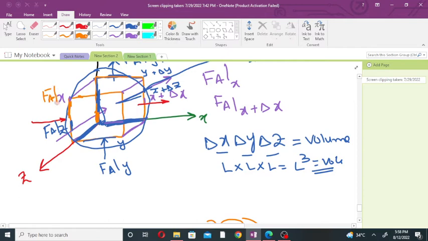A is passing through the perpendicular area. For x, the perpendicular area is in the z and y directions, so z and y. Similarly for y, the perpendicular area is x and z. Similarly for z, it will be this area, x and y.